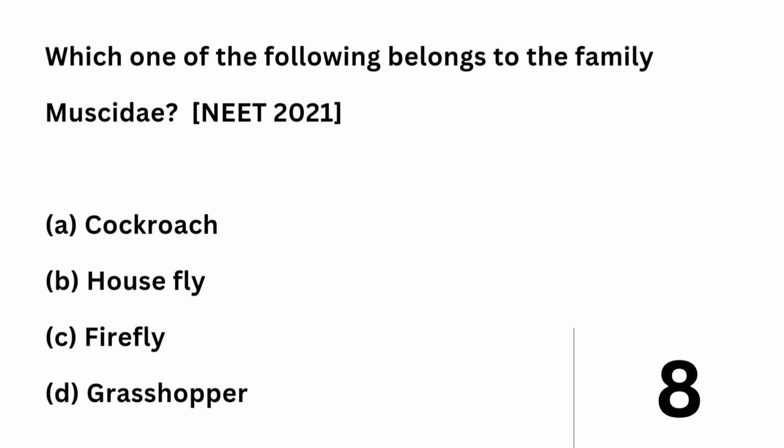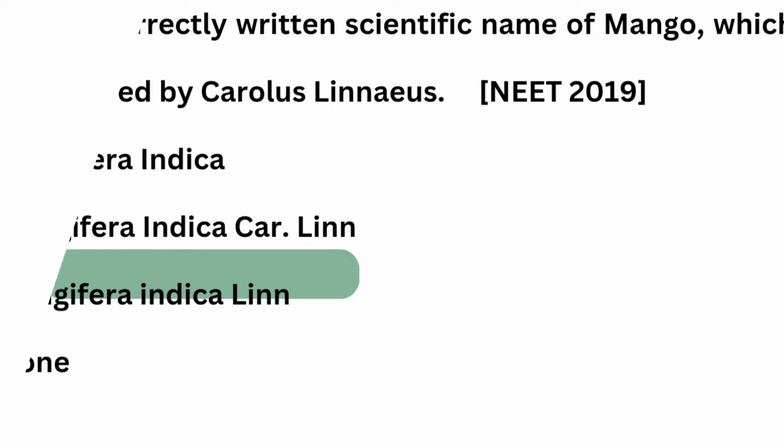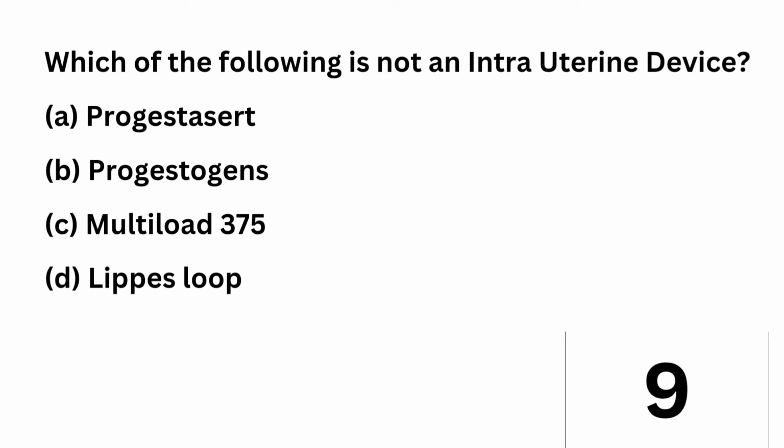Which one of the following belongs to the family Musidae? Option B, housefly. Select the correctly written scientific name of mango, which was first described by Carolus Linnaeus. Mangifera indica Linn. Which of the following is not an intrauterine device?